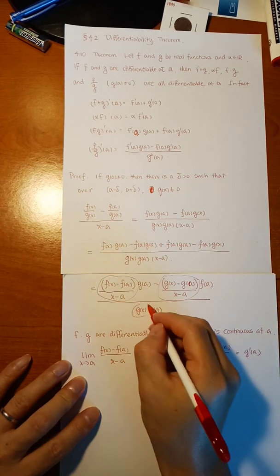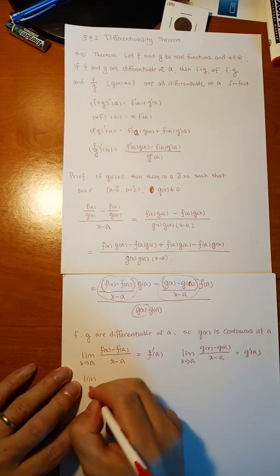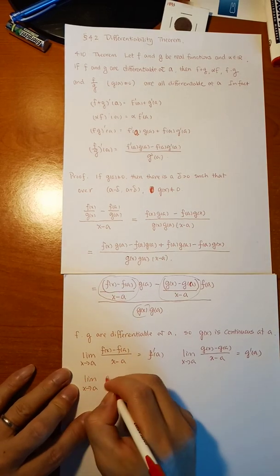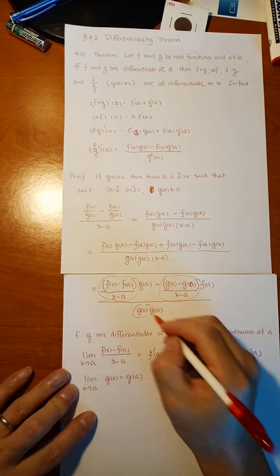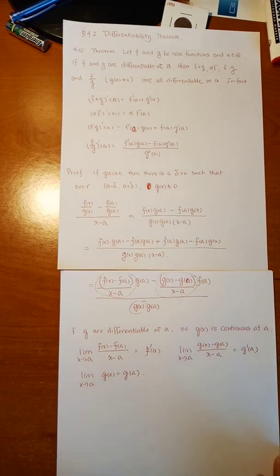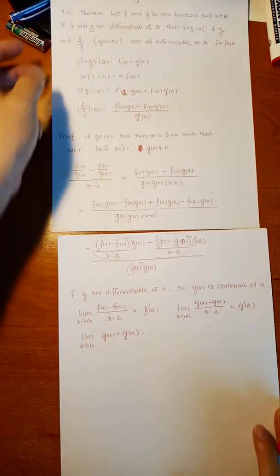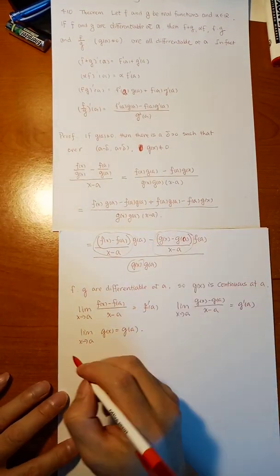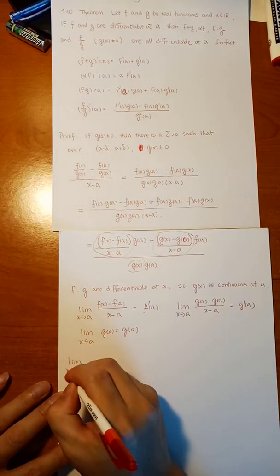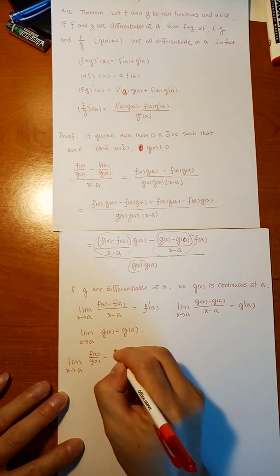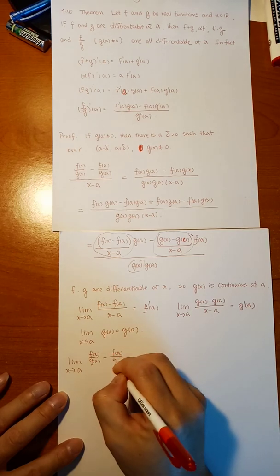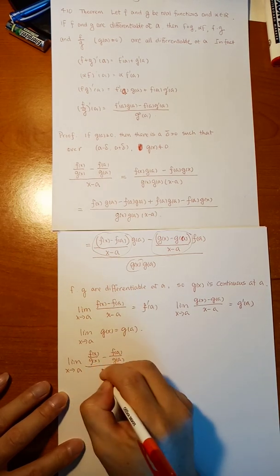And this limit exists. All other elements are just numbers. So when we take the limit by the limit laws, (f(x)/g(x) minus f(a)/g(a)) over (x minus a).